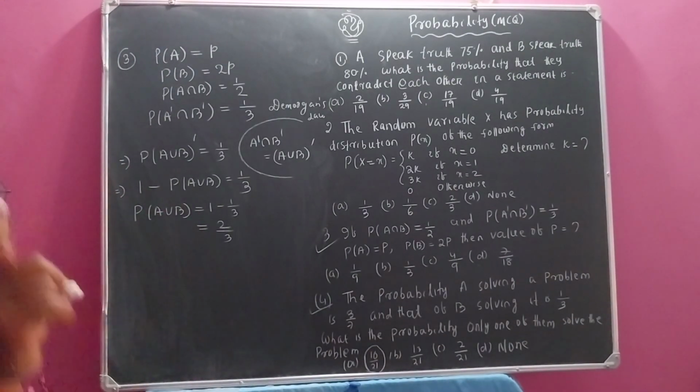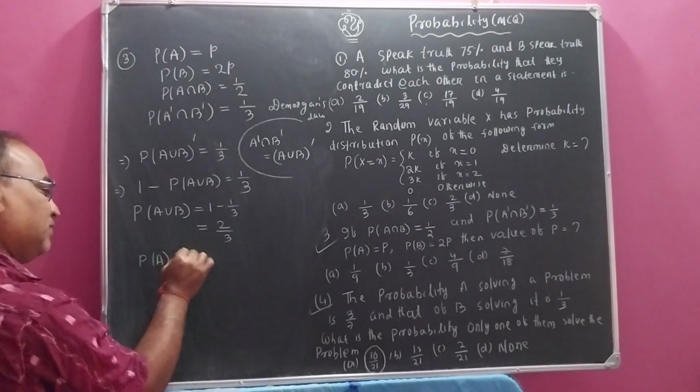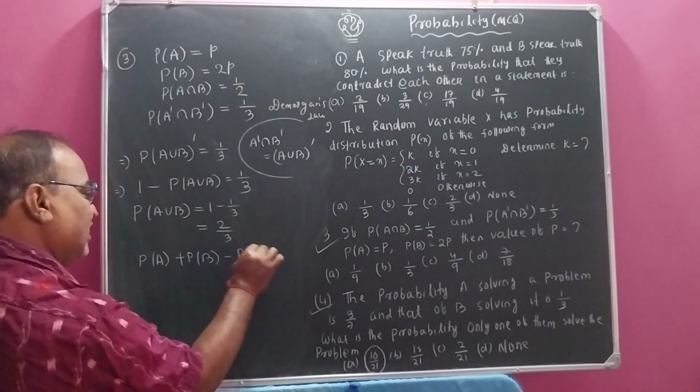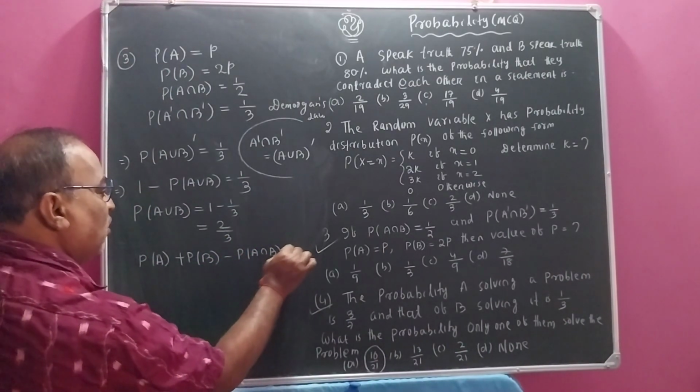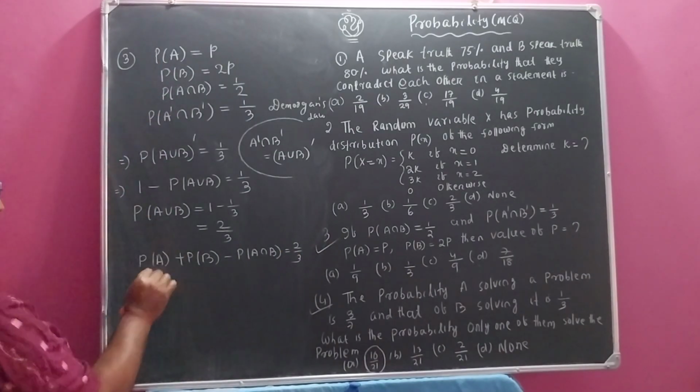We know probability of A union B is equal to probability of A plus probability of B minus probability of A intersection B, which is equal to 2 by 3. Probability of A is given P.